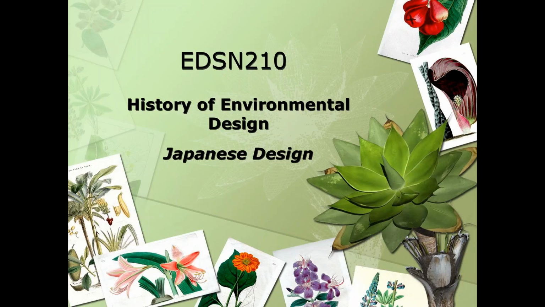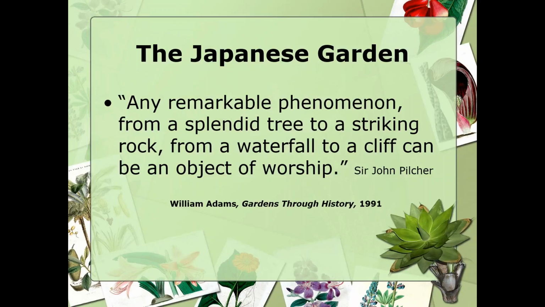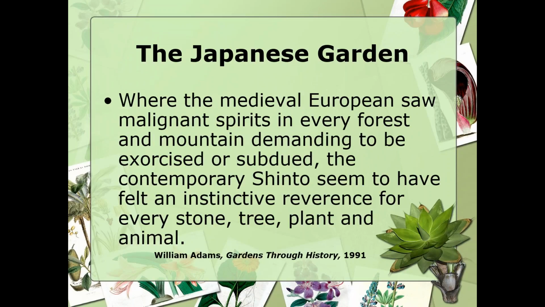History of environmental design, Japanese design. Any remarkable phenomenon, from a splendid tree to a striking rock, from a waterfall to a cliff, can be an object of worship. Where the medieval Europeans saw malignant spirits in every forest and mountain, demanding to be exorcised or subdued, the contemporary Shinto seemed to have felt an instinctive reverence for every stone, tree, plant, and animal. And they really were two extremely different cultures.